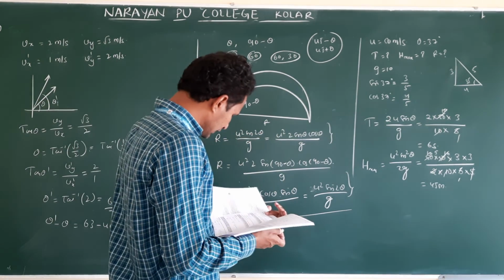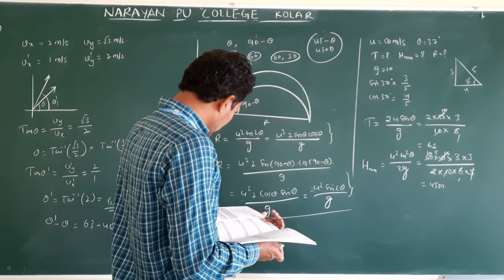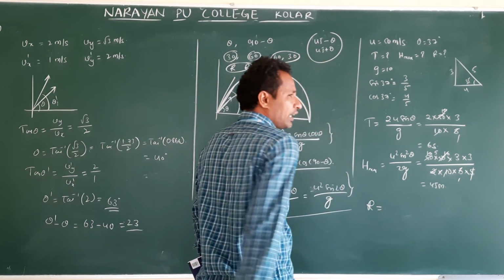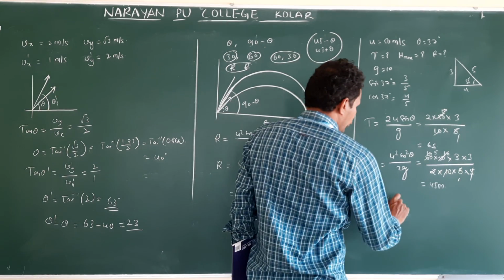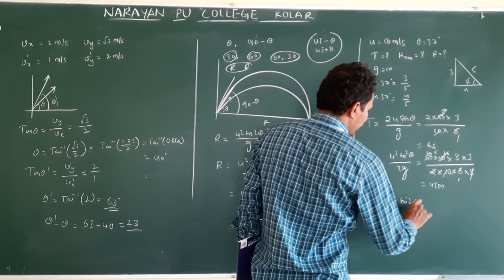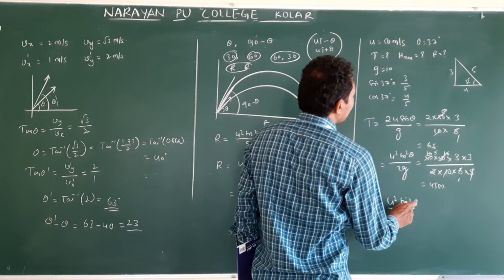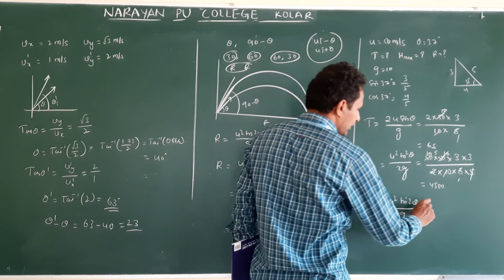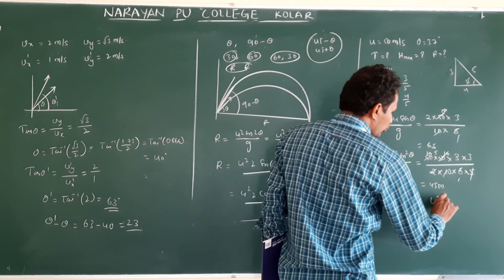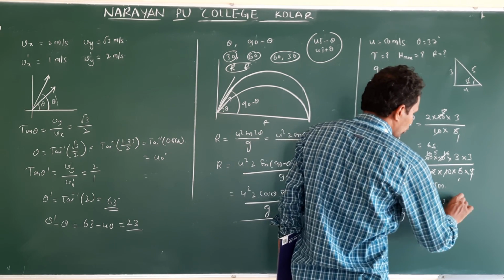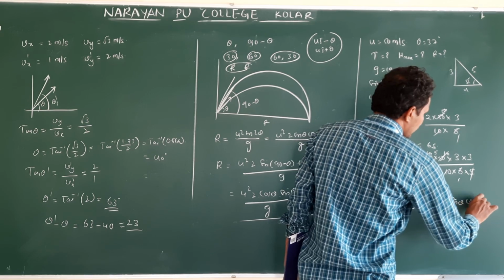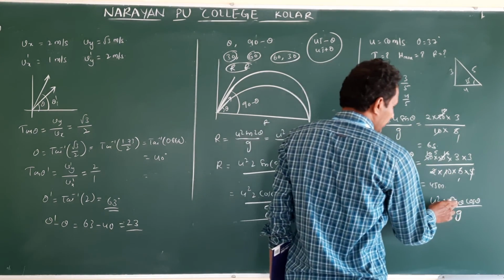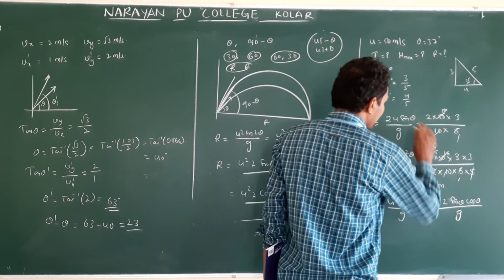Next, what did they ask? Range maximum? No, just horizontal range they asked. Okay, R is equal to u square sin 2 theta by g. Theta is 37, 37 into 2, 74. 74 value not there. That's why we write u square 2 sin theta cos theta by g. Now we can substitute directly because sin 37 given, cos 37 given.